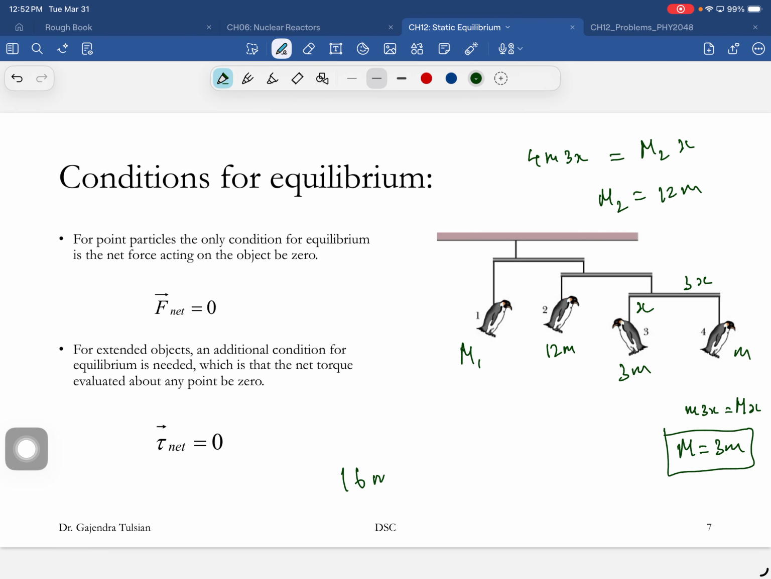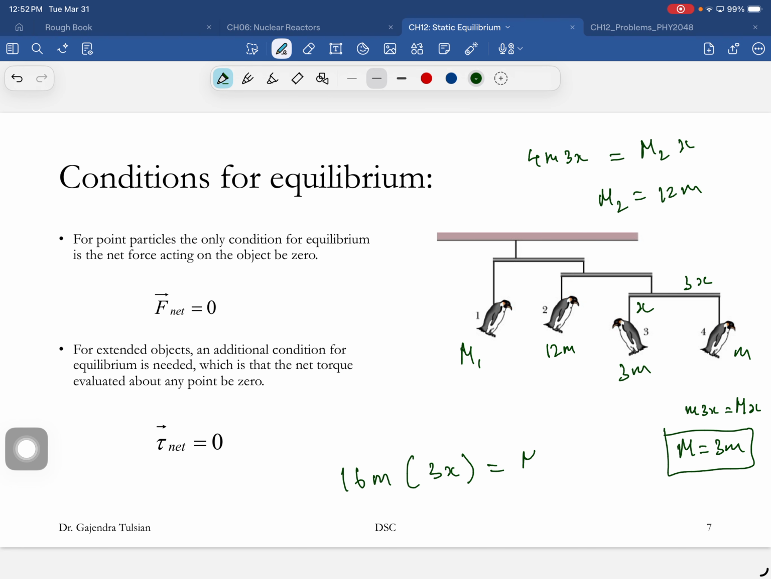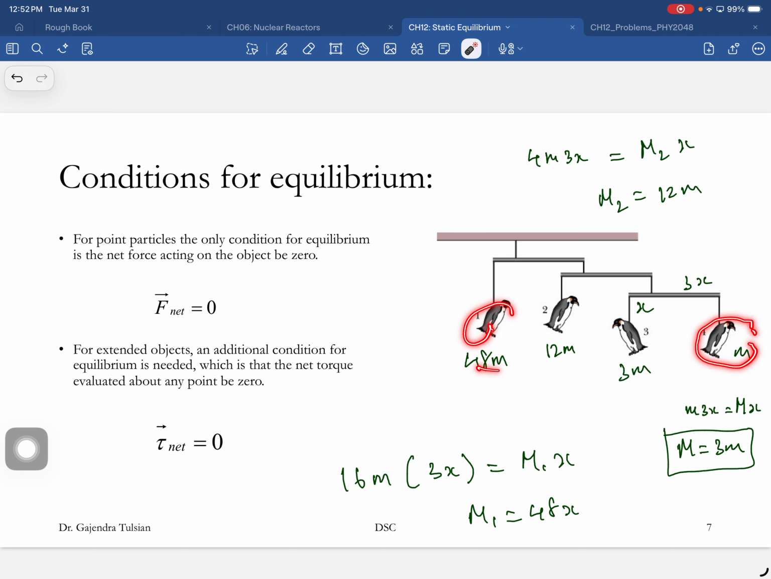So 16m times 3x should equal m1 times x. So this one weighs 48m. Pretty slick. An artist making this, you might have seen art pieces like this in front of various buildings. Even though they might look the same, this one is 48 times heavier than this one.